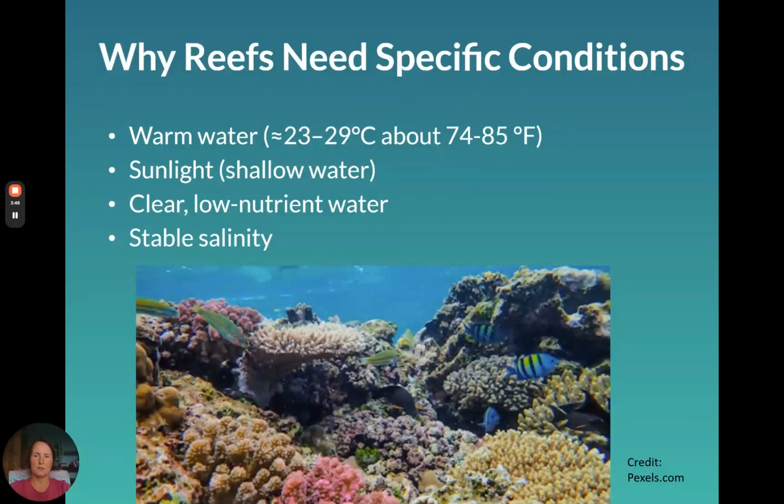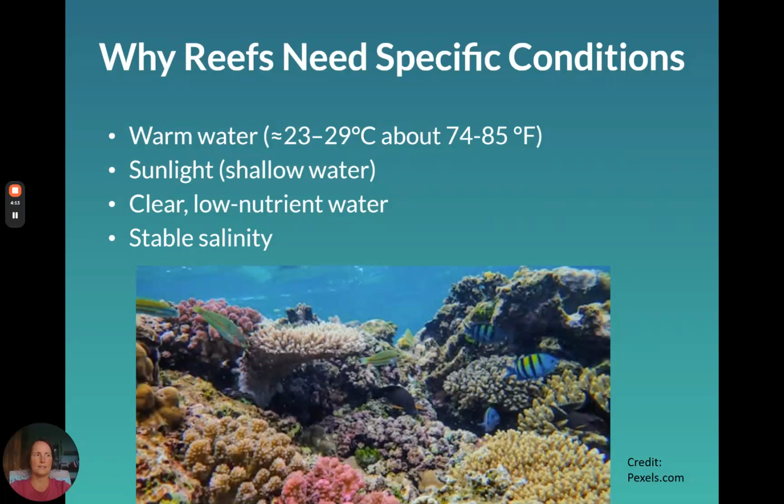That might feel counterintuitive. You might think more nutrients would give them more energy. But if there are too many nutrients in the water, it can block the sunlight, it can cause algal blooms, and so that's actually not great for a reef. They need clear water so that too much algae doesn't grow. The wrong kinds of algae don't grow on top of the corals, and that can smother the corals.